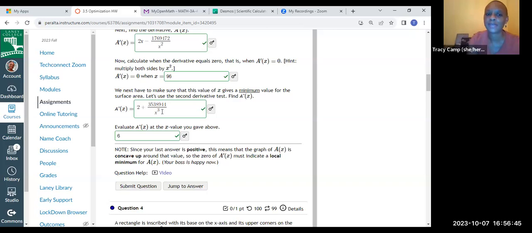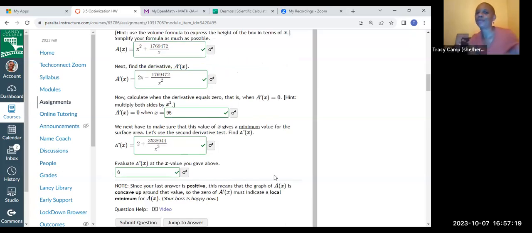So I bet you they would have let me put this form in here, if I just replace the x with a 6. But the point is, it says, since your last answer is positive, this means that the graph is concave up, which means that at x equals 96, we have a local min. And then it says your boss is happy now.